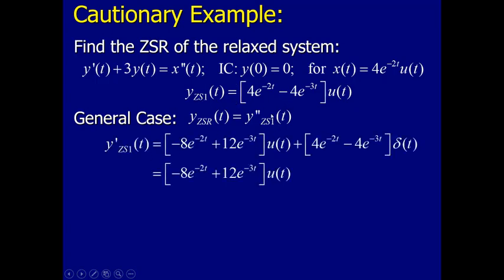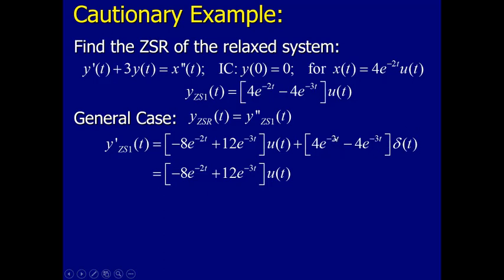If we take the first derivative of this function, it would be the derivative of the first function times the second function plus the first function times the derivative of the second. This first function has a derivative of minus 8 e to the minus 2t from this term, plus 12 e to the minus 3t from the second term, all times u of t, plus this whole term times the derivative of u of t, which is a delta of t. This term is multiplied by a delta of t, so we evaluate it at the time the impulse fires, which is at t equals 0.